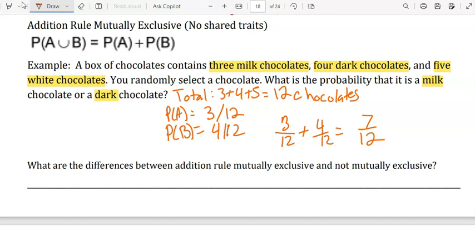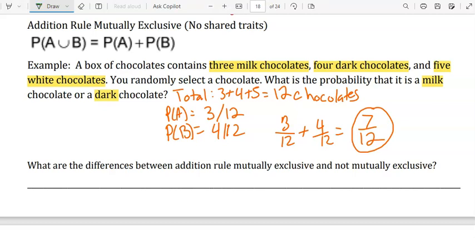Reduce the fraction only after you've added them together. These two could reduce, but they would no longer be the same denominator. That's why we would reduce them at the end. In this case, you wouldn't reduce the answer at all.